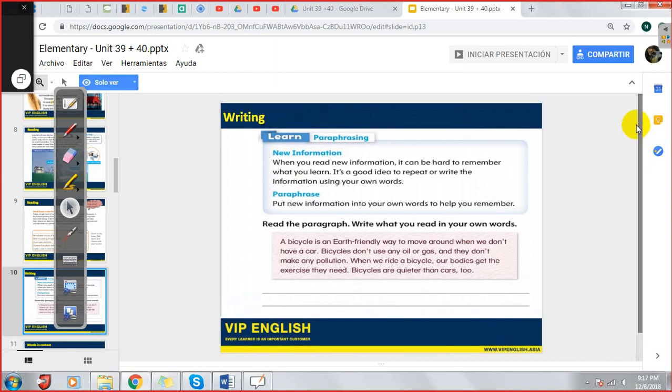Okay. You're not going to write, but speaking. New information. When you read new information, it can be hard to remember what you learned. It's a good idea to repeat or write the information using your own words. Paraphrase is to put new information into your own words to help you remember. Read the paragraph. Write what you read in your own words.